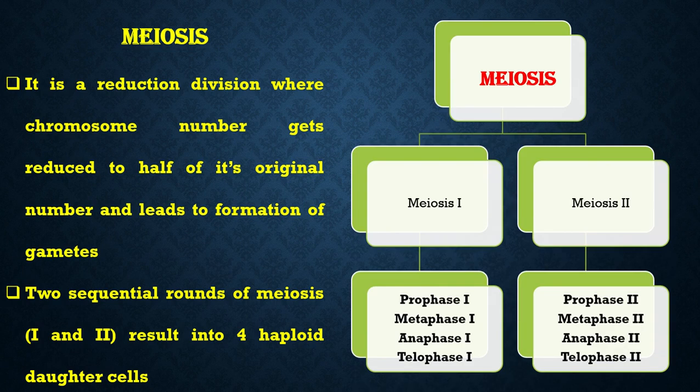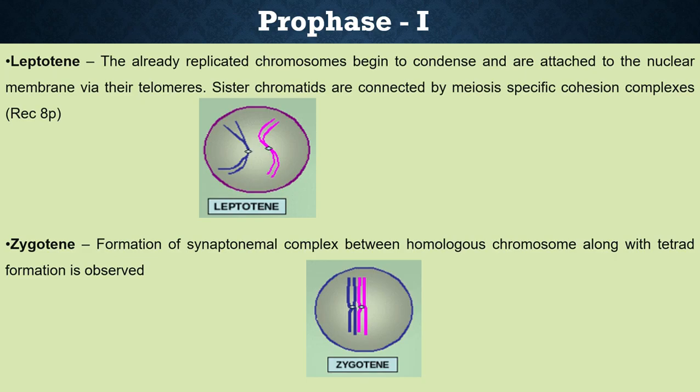Meiosis has got 2 sequential rounds, that is meiosis 1 and meiosis 2. Meiosis 1 and meiosis 2 can be further divided into 4 phases: prophase, metaphase, anaphase, and finally telophase. Prophase 1 of meiosis 1 is a prolonged phase. Overall, S phase in meiosis is comparatively long in comparison to that of mitosis.